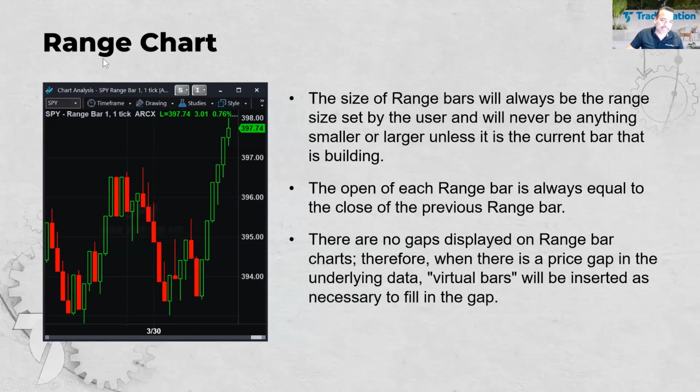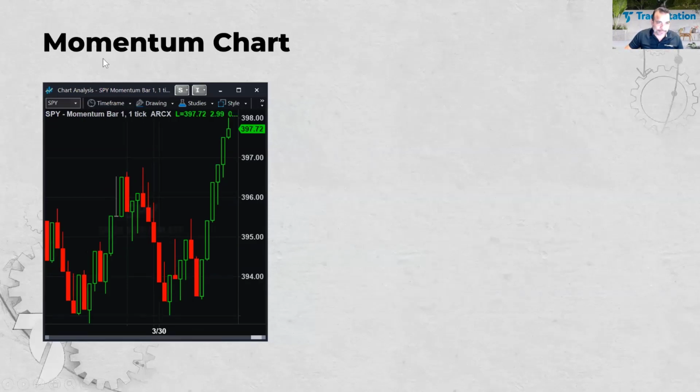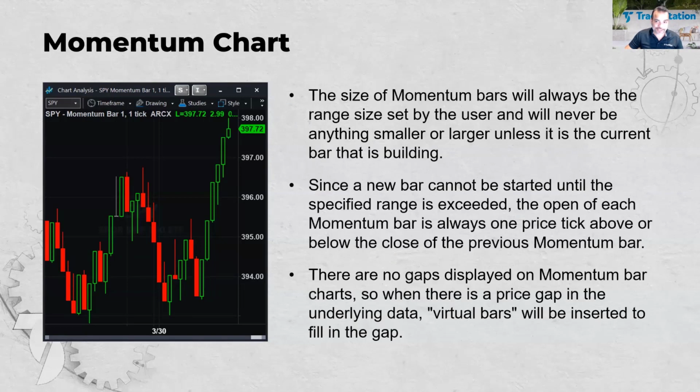The difference between range and momentum, in fact the only difference, is that one closes or starts. Let me rephrase that. The range bar, the one we looked at previously, will start the new candle as soon as it meets the range. So in the example of Spider, we had a range of $1. As soon as it meets that $1 range, it's going to go on and open up the following bar.